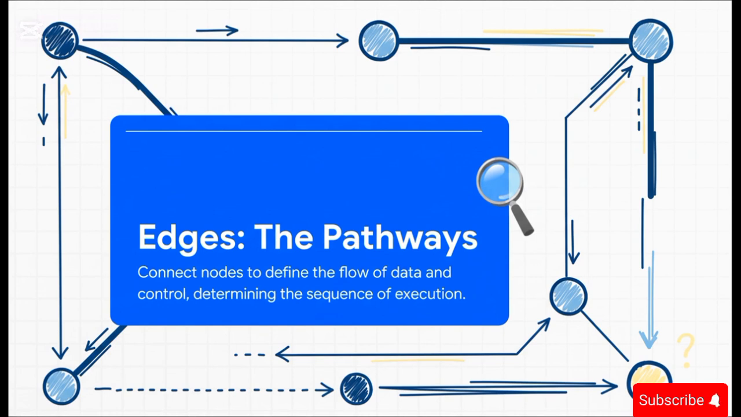Okay, so if the nodes are your workers, the next step are the edges. And these are basically the pathways that connect your workers. They define the flow, where the data and control go. An edge dictates exactly what happens after a node is done with its job. Does the process go to node B next? Or maybe it needs to split and go to node C and D at the same time. The edges define that logic.